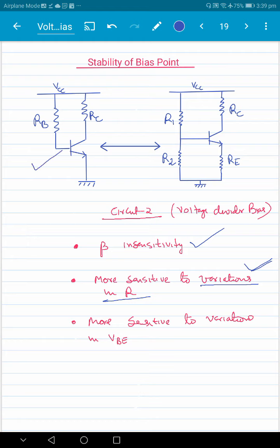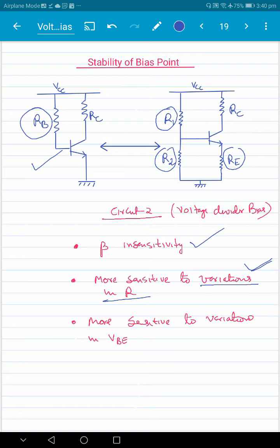That is because in the fixed resistor bias, the collector current is determined by only one single resistor, which is RB, and so variations in only one resistor affect the collector current. While in the second circuit, the collector current is determined by R1, R2 and RE. There are 3 resistors, so variations in all 3 resistors contribute to changes in collector current. And that makes the circuit more sensitive to the tolerances in the resistors.